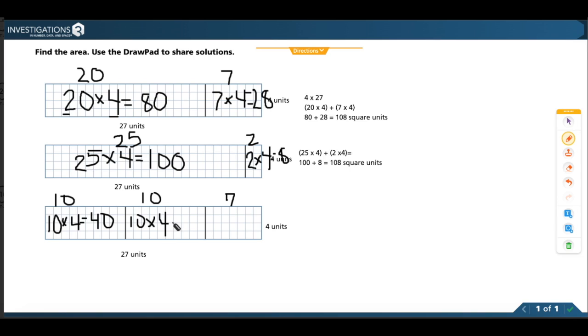So 10 times 4 again is 40. And then I have 7 times 4. And I know 7 times 4 is equal to 28. Pause me and think about, if I was to write this equation just like I did up here and here, what would it look like?